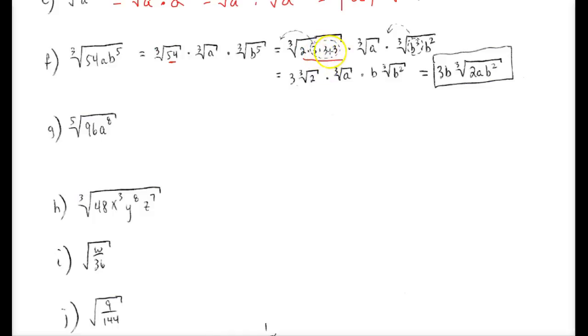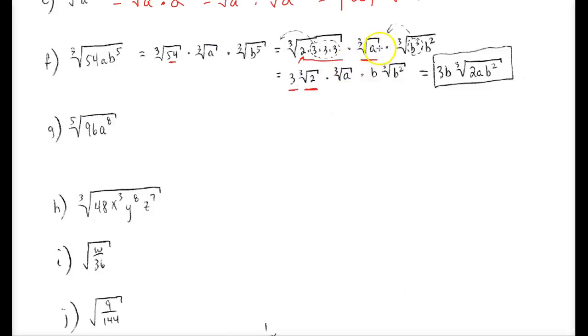And I see that I have 3 factors of 3 on the inside. So for every 3 of something that I see under the radical, I can pull 1 out. So that's where this 3 comes from. And from there, we just have 2 left under the radical. So we just write this as cube root of 2.